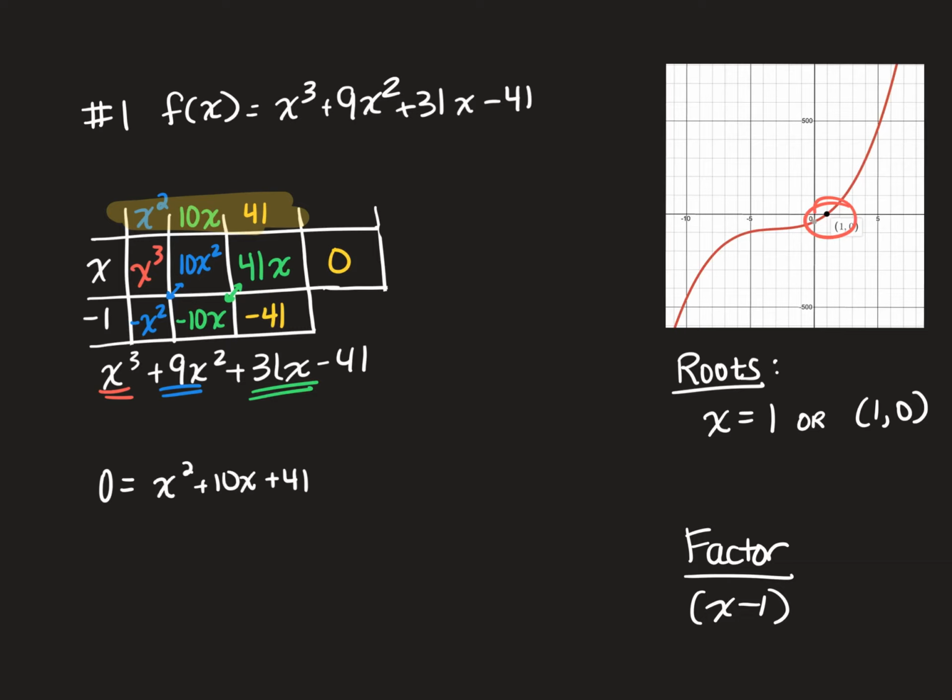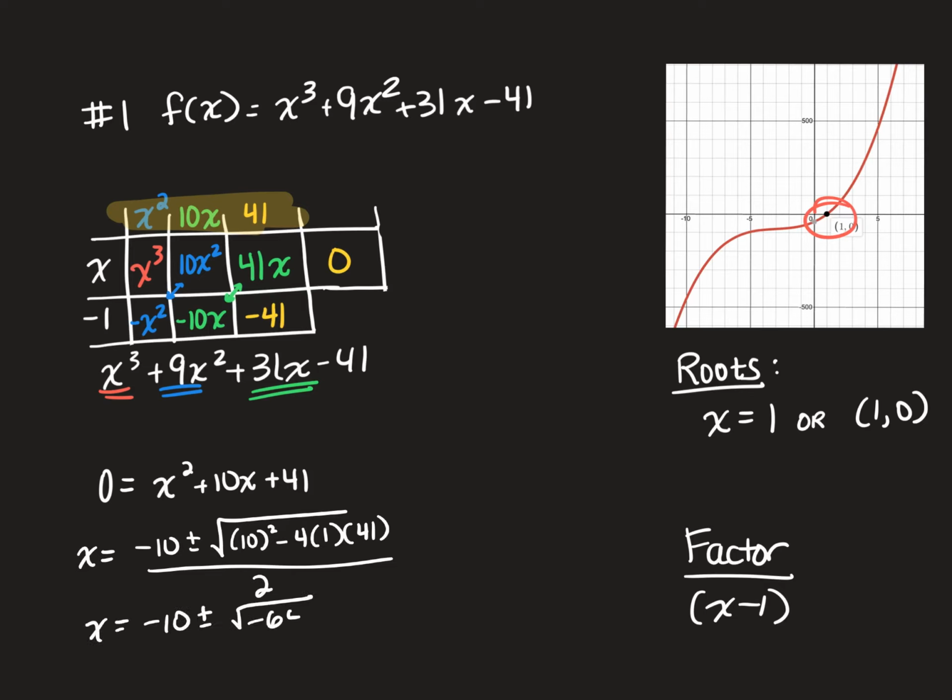So if I do so, I'm going to have x equals -10 plus or minus the square root of 10 squared minus 4 times 1 times 41 all over 2 times 1. Okay, so that's going to be x equals -10 plus or minus the square root of -64 all over 2. And then we can work on simplifying that. So to simplify that, I'll have x equals -10 plus or minus. Now the square root of -64, hopefully you can remember that's just going to be 8i over 2.